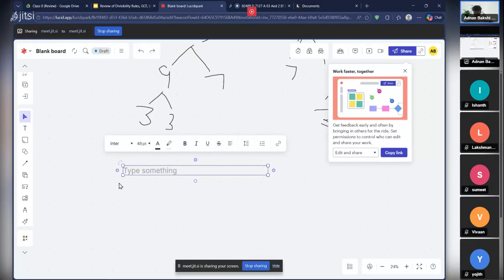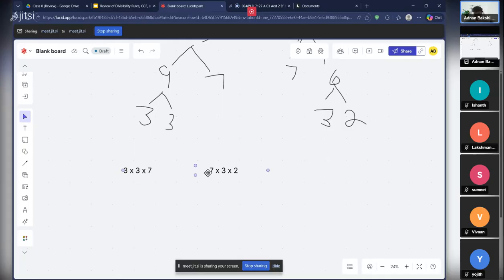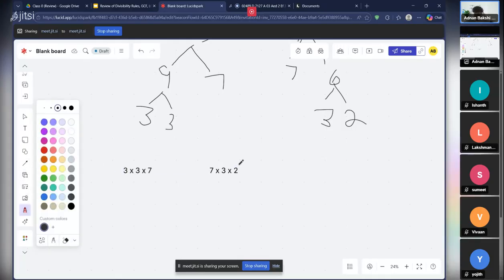You have 3 times 3 times 7. And then you have 7 times 3 times 2. Got that right? Okay, so let's see. 7 and 3 are shared, so we can ignore the 2. The lowest power. So this would actually be 3 to the second.